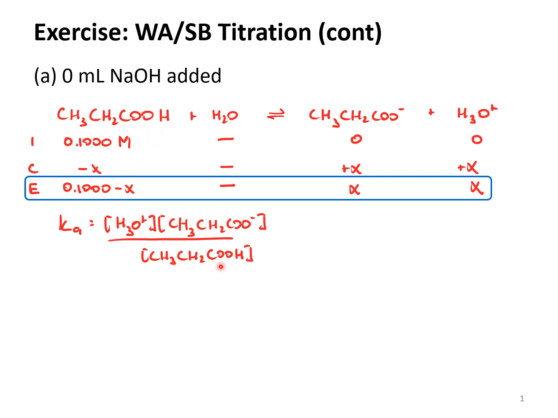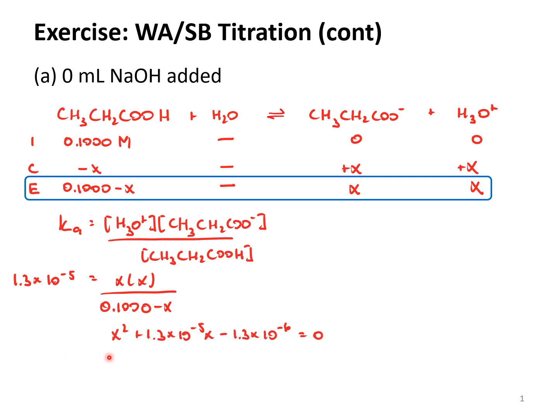Next, we simply substitute the values in, and this gives us 1.3 times 10 to the minus 5, which is the value of Ka that was given in the question. The concentration of H3O+ is X, and the concentration of propanoate is also X. And now we divide by the concentration of propanoic acid, which is 0.1 minus X. So you'll notice that when we rearrange this equation, we will have a quadratic equation.